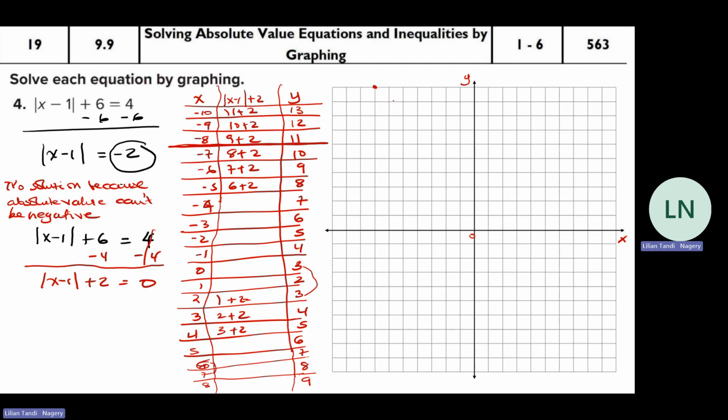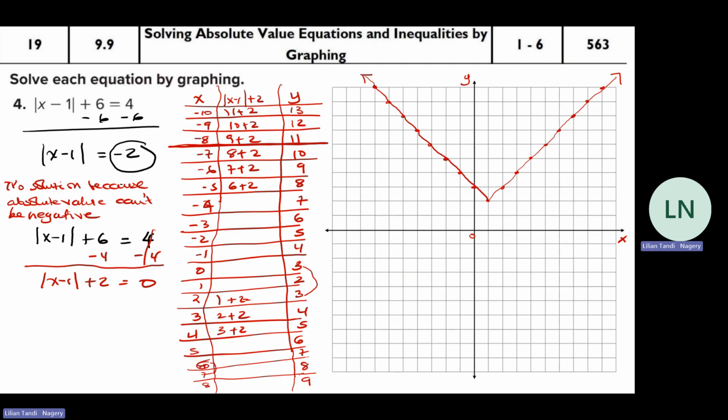So -6 is with 9. So it's going down like this. 0 is with 3. So 1 is with 2. And then it changes over there like that. It keeps going like this. Okay? And then I join my points with the marker. Please use the marker. Make sure you use a marker. I don't like this line. Connect your points. Okay? That's how you do it.